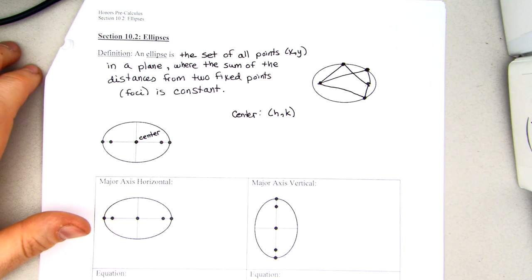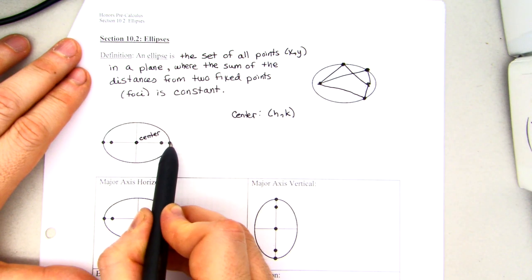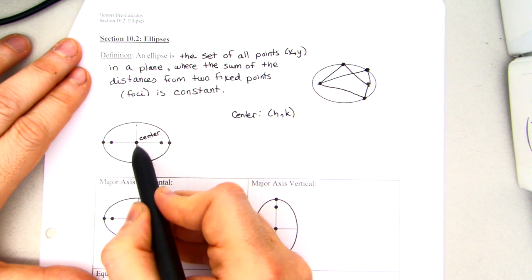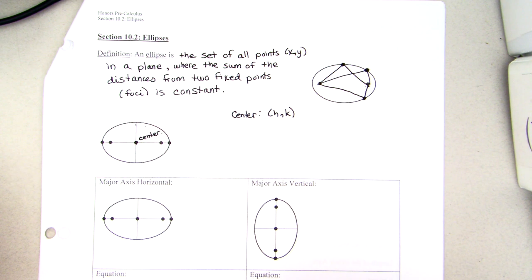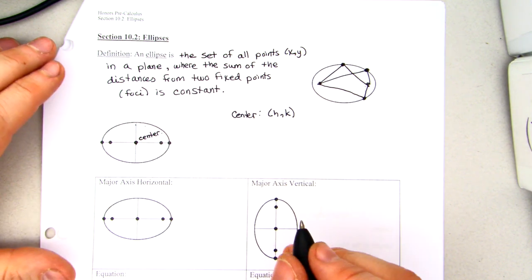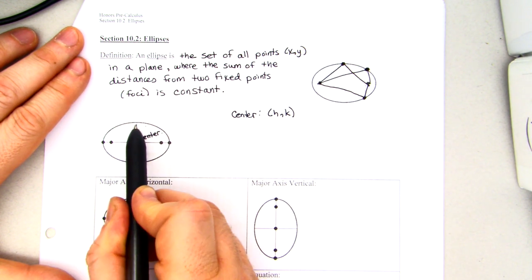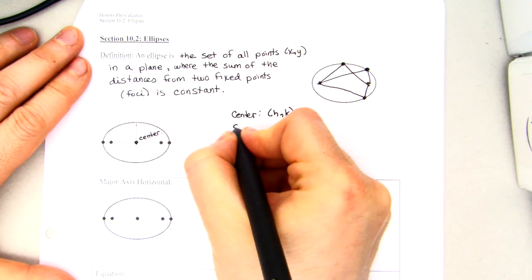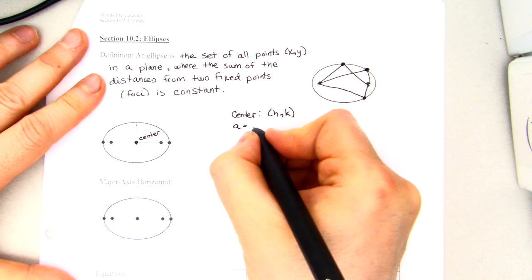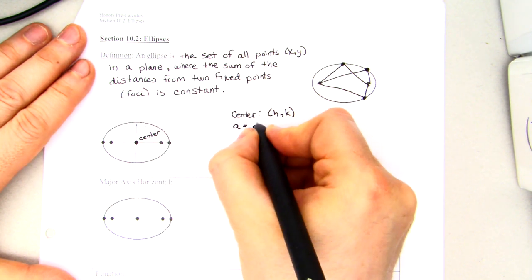A circle has one radius. Here, the distance from there to there is different versus from here to here, and all those distances from the center are different. Instead of talking about a radius, I'm going to talk about what we call the major axis and the minor axis. The major axis will be the longer axis. The minor axis will be the shorter axis, both of which pass through the center. I'm going to let the constant a be the distance from the center to the end of the major axis.